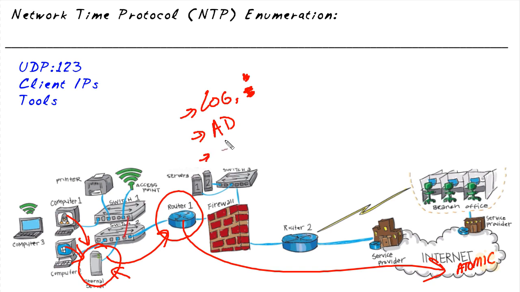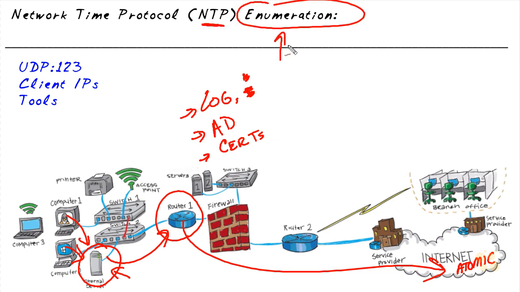So I'll put AD here as another reason why we would want accurate time being used. We also might have digital certificates in our environment. And if the time is way off on one computer and it receives a digital certificate that's supposed to be valid between, for example, 2016 and 2019, but the computer thinks it's 2012, the computer may consider that certificate not valid because the computer's clock is wrong.